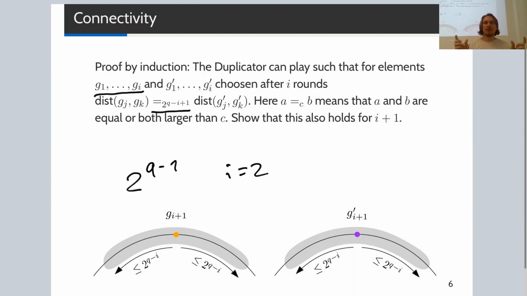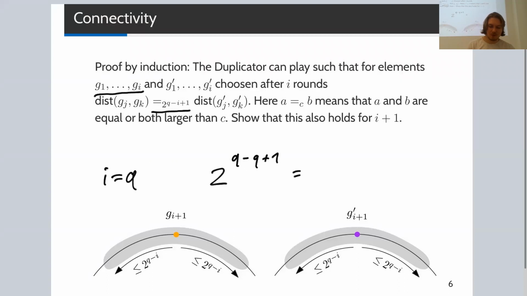So up until this value, we need to preserve distances in the other structure when we place a duplicator. However, later on, when i is equal to q, so in the very last move, then the distances need to be exact only up to 2 to the q minus q plus 1, which is 2. So they only need to be accurate up to distance 2. So either they have the same distance or the distance is larger than 2. And in the end, this is enough.